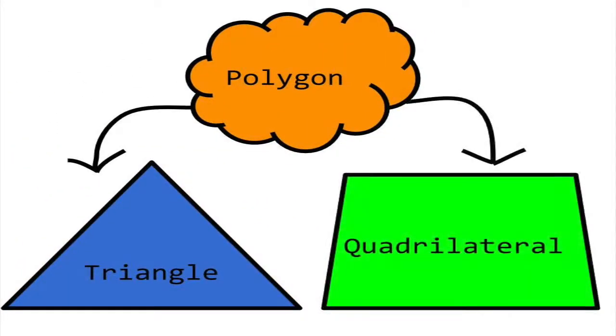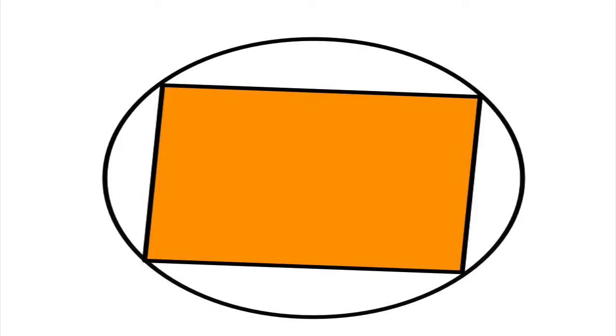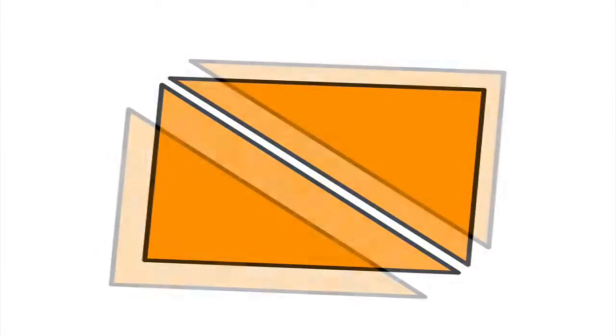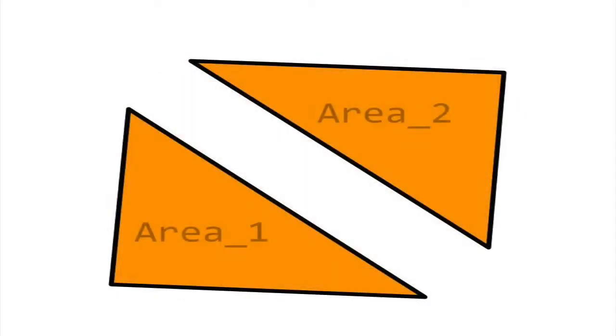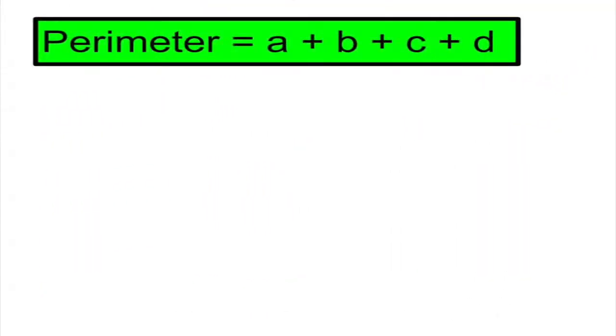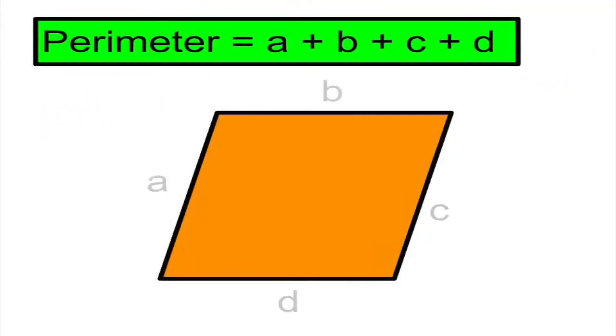For any cyclic quadrilateral, a quadrilateral that can be inscribed in a circle, we can compute the area by dividing the quadrilateral into two triangles, and then using Heron's formula to compute the area of each triangle. Finally, we add the areas of each triangle to get the total area of the quadrilateral. To get the perimeter, we simply add up the side lengths as we do in triangle.